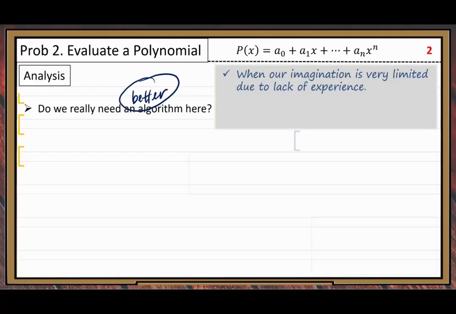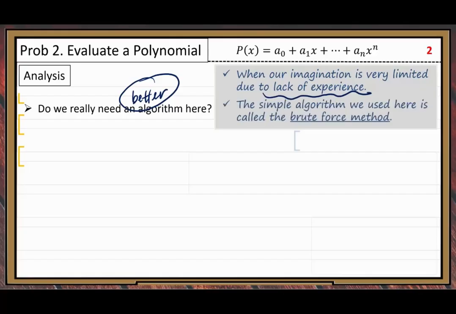To do better, we have the problem. We do not have a lot of experience here at this point because we do not have a lot of background in our algorithm. All right. So, how to do better?